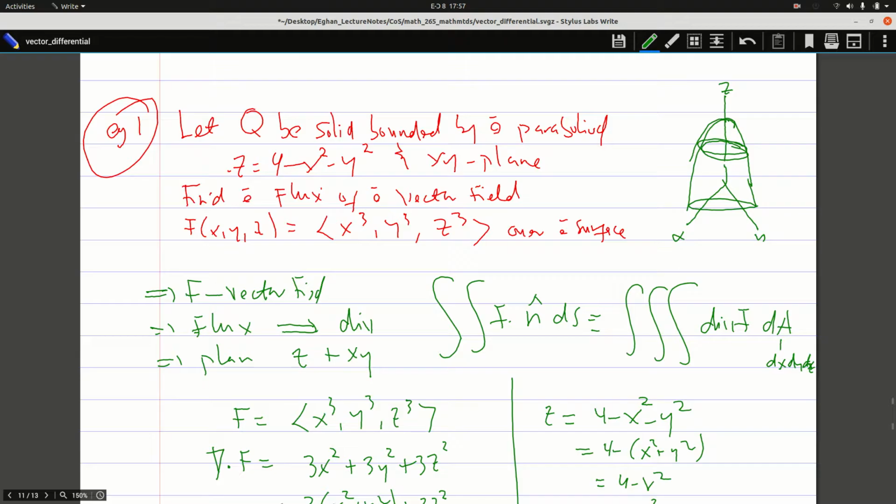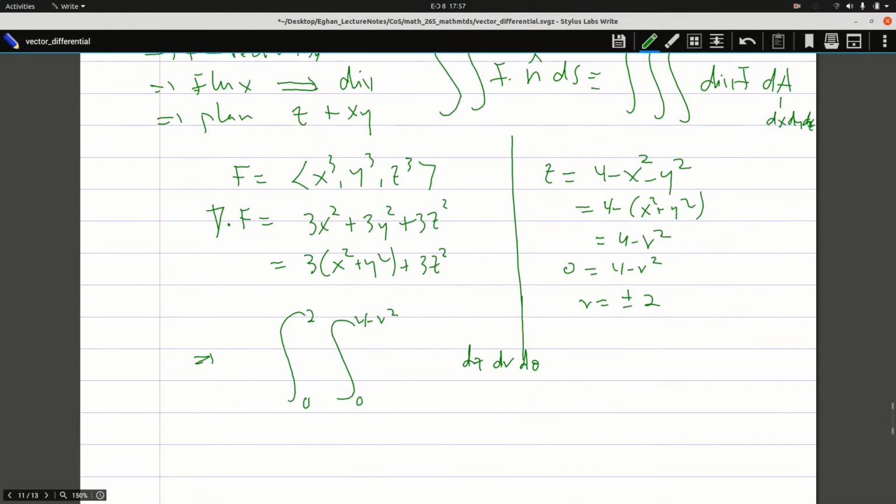So it's like a cylindrical form. I need x, y, z to be transformed to r, theta, z. So what will be my theta here? That is 0 to what? 2 pi, because of this radius here. You already know these things. Now the integrand, I found it to be 3 times x squared plus y squared plus 3z squared. If I want to simplify this, I know x squared plus y squared is r squared, plus 3z squared. Now my dV is r dz dr d theta.